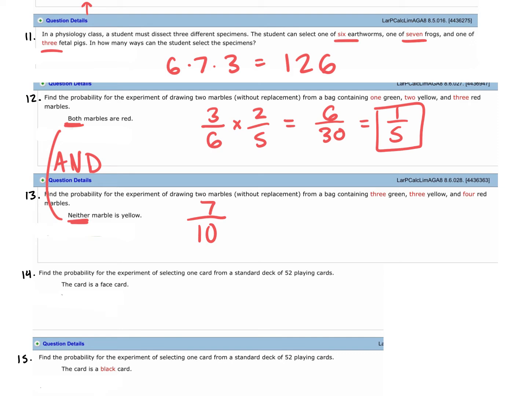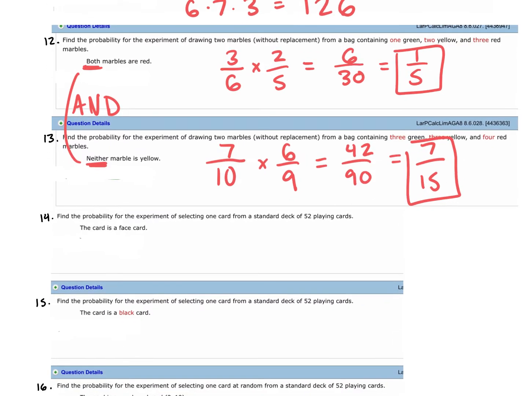So I take a non-yellow marble out of the bag. Now how many marbles total do I have? 9. And how many non-yellow marbles do I have? 6. So we multiply straight across. 6 times 7, 42 over 90, and we can simplify this. They're both even numbers, but I think 3 goes into both of them. 6 goes into both of them. Yep. So 7 over 15.